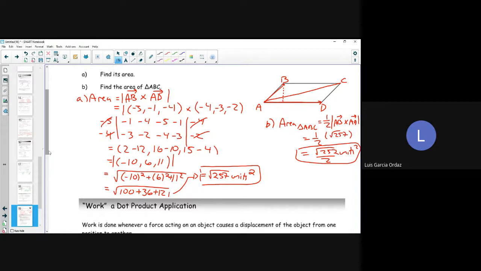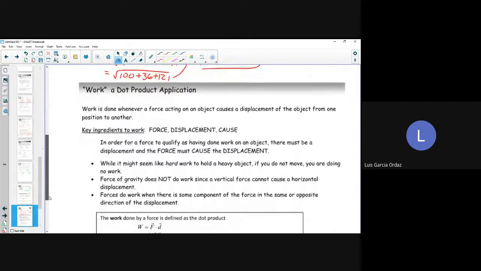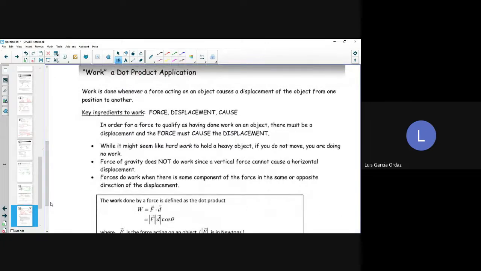And now for our last part of this lesson, we're going to get into some physics. So work, a dot product application. Work is done whenever a force acting on an object causes displacement of the object from one position to another. The key ingredients to work are force, displacement, and cause. In order for a force to qualify as having done work on an object, there must be a displacement, and the force must cause the displacement.